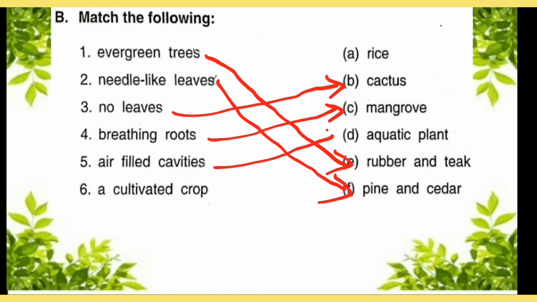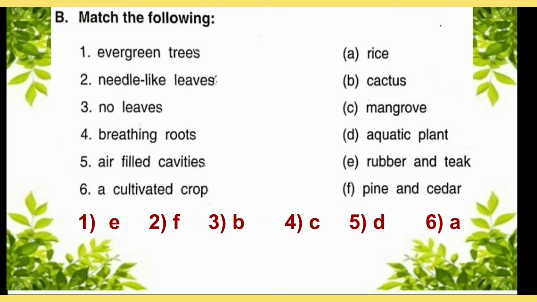Air filled cavities are in aquatic plants and because of these cavities these plants are very light and they can float on the water. A cultivated crop, that is rice. So this is how you will complete part B. And after that, part C, take the correct option. It is a free floating plant, water hyacinth, hydrilla, coconut and lotus.